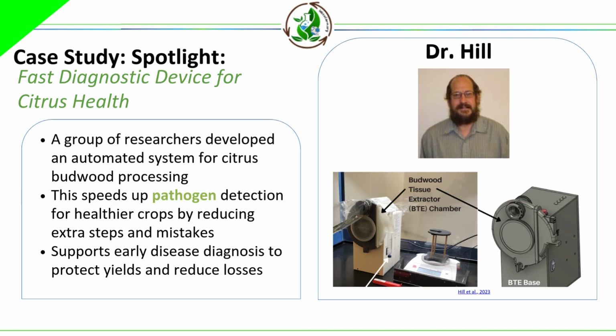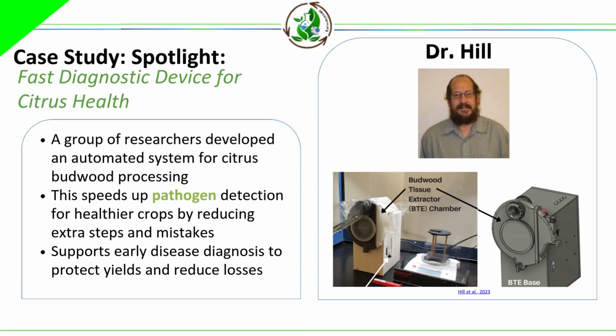Traditionally, prepping and processing these samples is one of the biggest time drains in citrus diagnostics. This tool automates that entire workflow, increasing both speed and precision in detecting pathogens like citrus tristeza virus or Wang Longbing (HLB). By building early detection directly into the propagation process, this system lets growers and nurseries identify infected material much sooner.